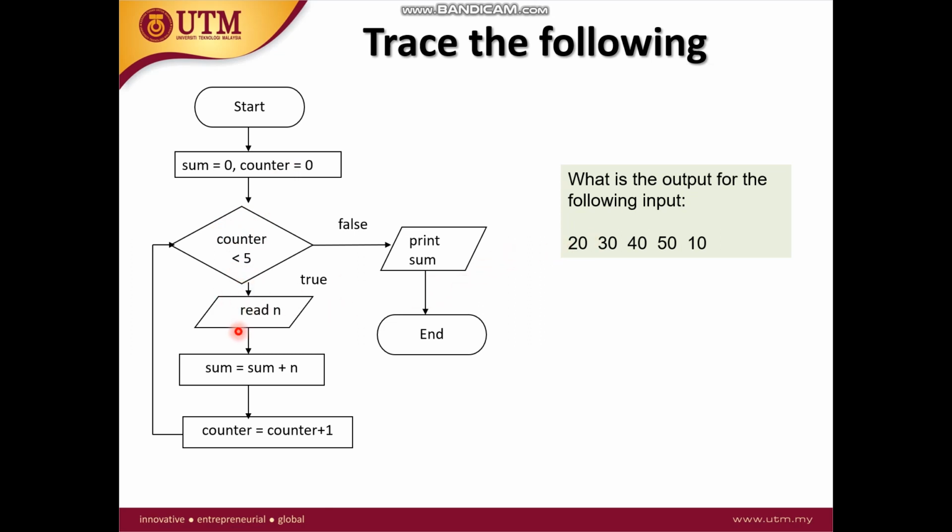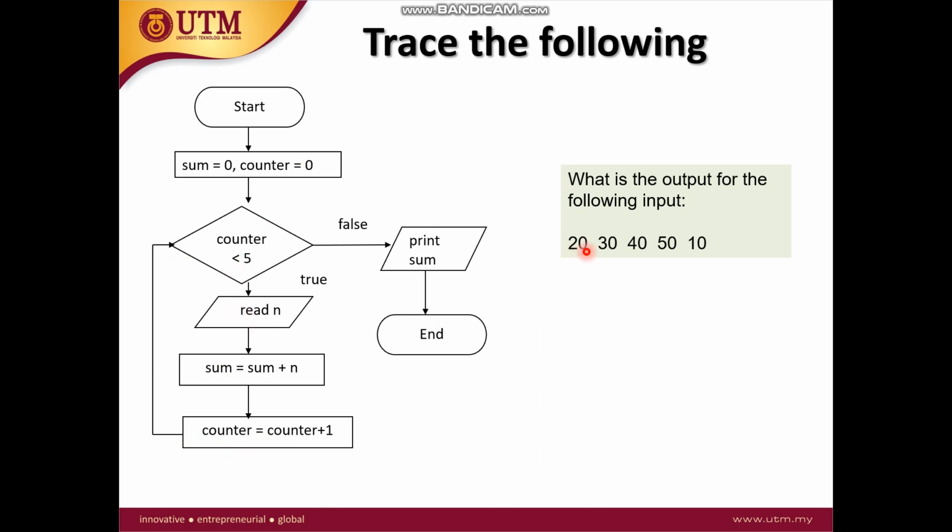The user enters 20. The new sum equals the old sum, which was 0, plus n. What was n? 20. So the sum is going to be 0 plus 20, which is 20, and the counter is incremented by 1. So the count was 0, it's going to be 1. Is 1 less than 5?